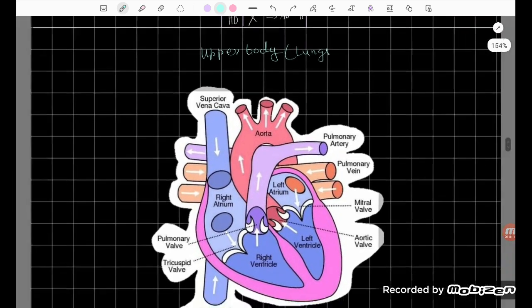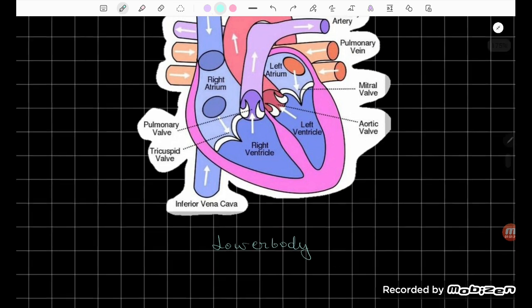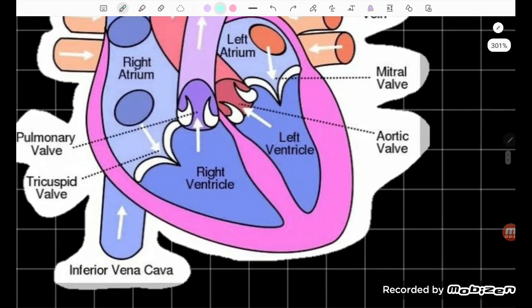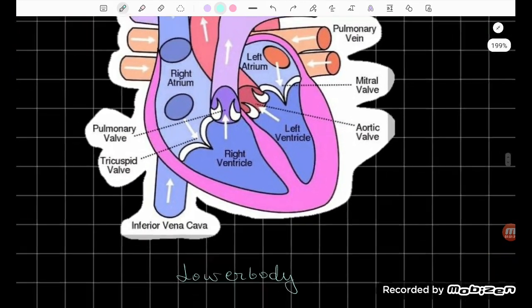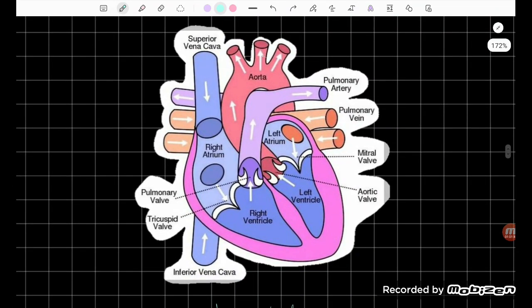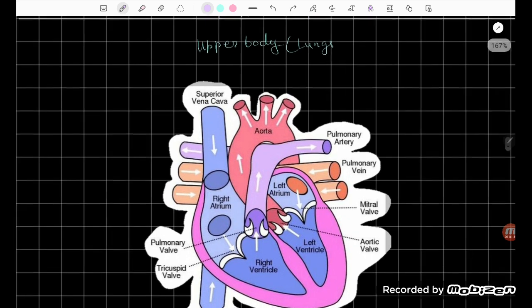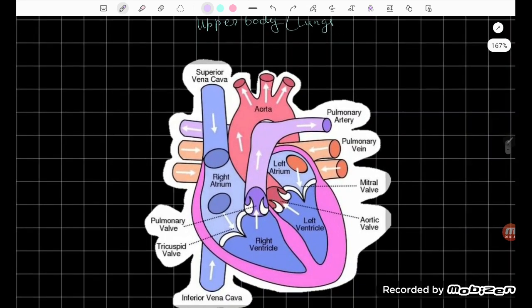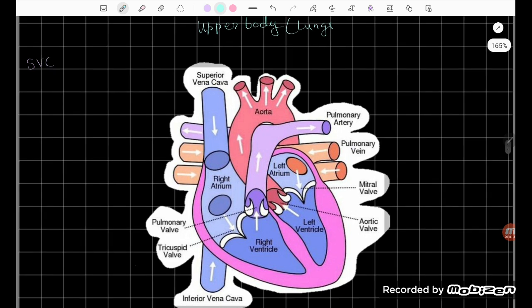So it starts off in the right atrium. Don't forget this. It's the right atrium. So from where does it go? I'm gonna write down the pathway towards the left side, in purple. It starts off in the superior, I mean, from all the upper body to the lower body. First, let's do the marking.